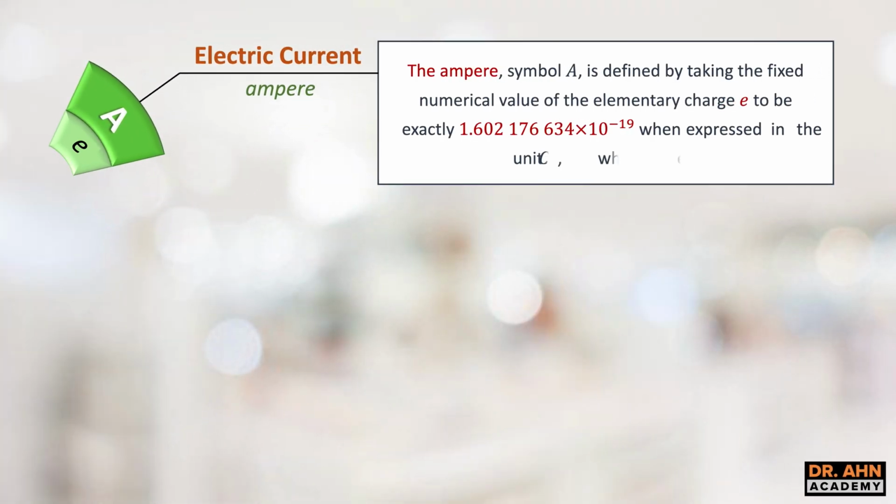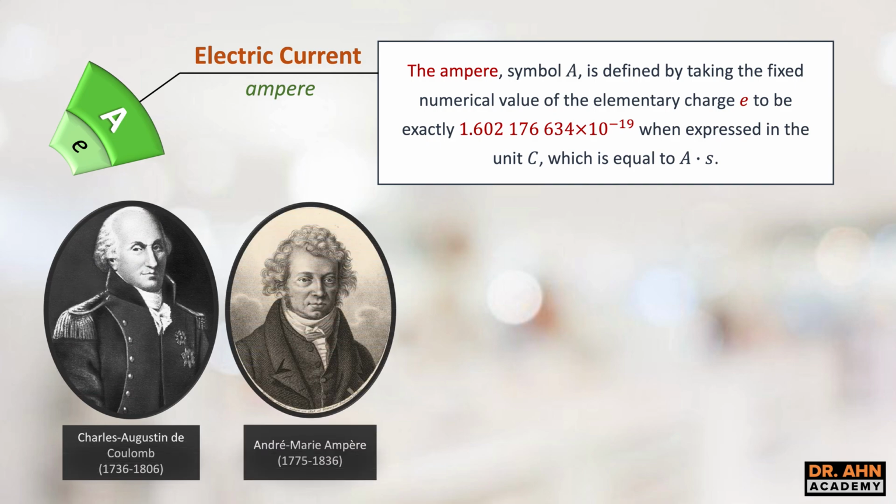All right, finally, the last 7th base SI unit, electric current, and its unit is the ampere. The ampere is defined by taking the fixed numerical value of the elementary charge E to be exactly this number when expressed in the unit coulomb. Well, this is again a major change from the previous one. This new definition in 2018 is actually defining the elementary charge to be this exact number, instead of backtracing what it was after measuring the current, which created an approximate number for the charge.